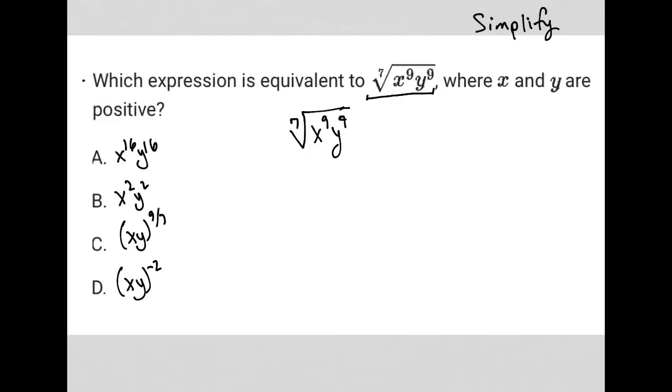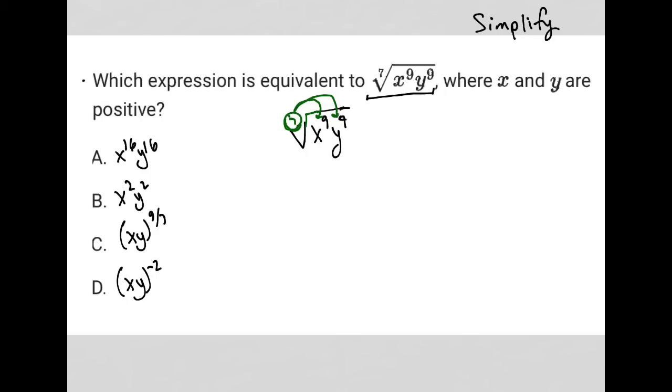9th power. So the way we simplify radicals typically is to take a look at the type of radical we have. So we have a 7th root. Look at how many times it goes into each of our terms under that radical. In this case, 7 goes into 9 once with 2 left over.